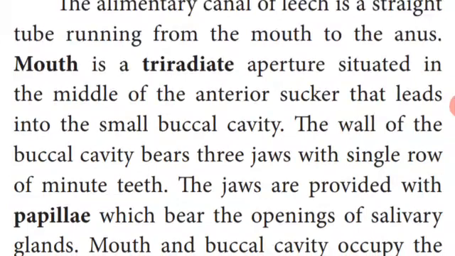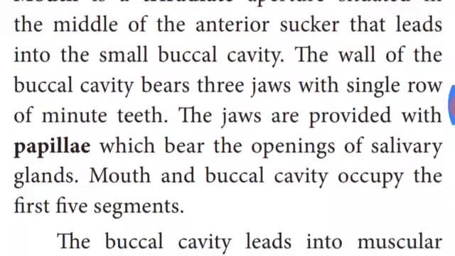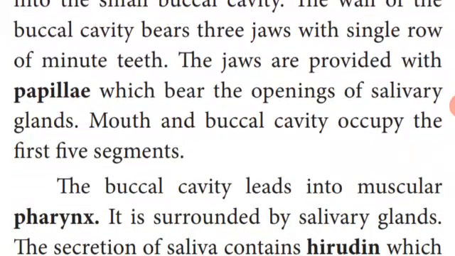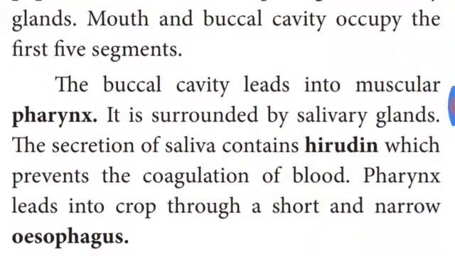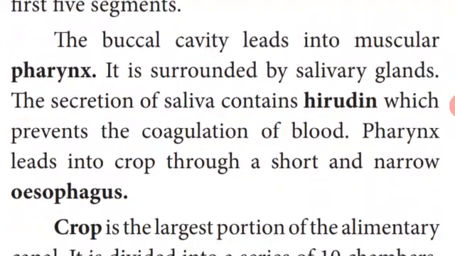The triradiate mouth leads to a small buccal cavity. The wall of the buccal cavity bears three jaws, that is, Y-shaped jaws with a single row of minute teeth. The jaws are provided with papillae, which bear the opening of the salivary gland. Mouth and buccal cavity occupy the first 5 segments.